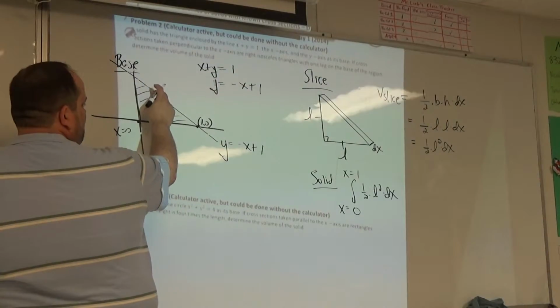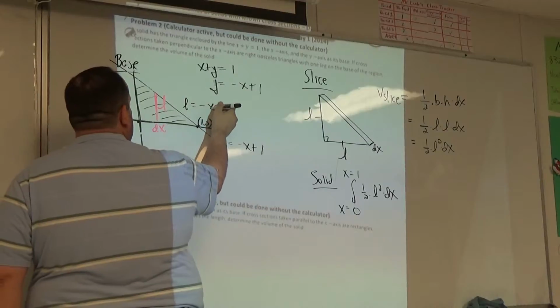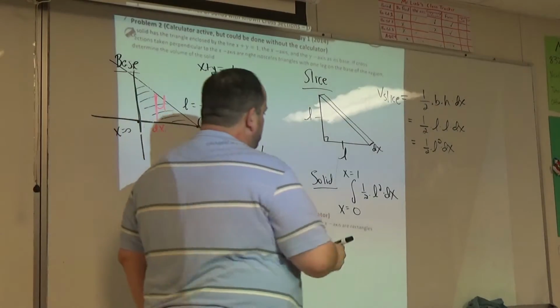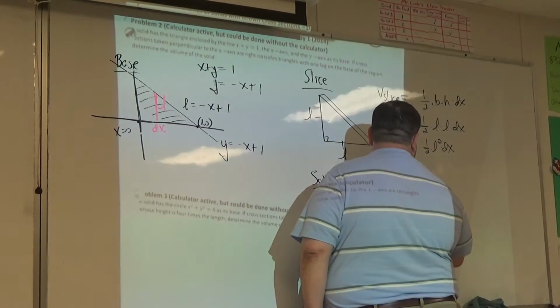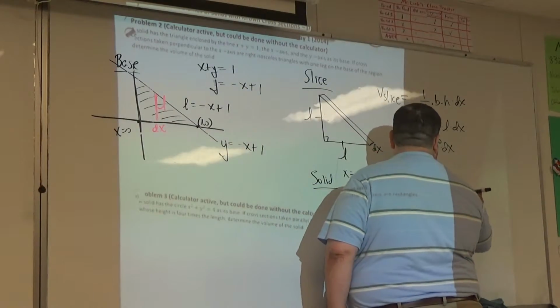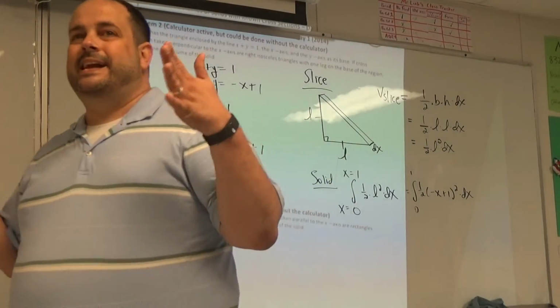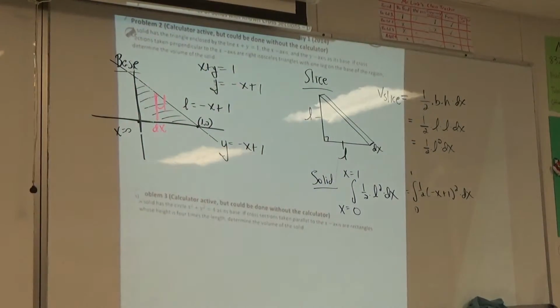Right, you're going from the line all the way down to the x-axis, so L is just negative x plus 1. So this is the integral from 0 to 1, 1/2, negative x plus 1, the whole thing squared, dx. For now, feel free to type that into your calculator. Make sure you're getting the right number answer. Over the next day or two, we'll take away the calculator.